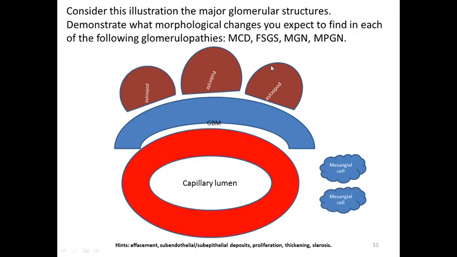Putting into consideration these structures, these are the podocytes, and this is the basement membrane, and this is the capillary lumen, and these are the mesangial cells. So in each of the conditions, I would ask you to try to remember what change happened in each of these conditions.